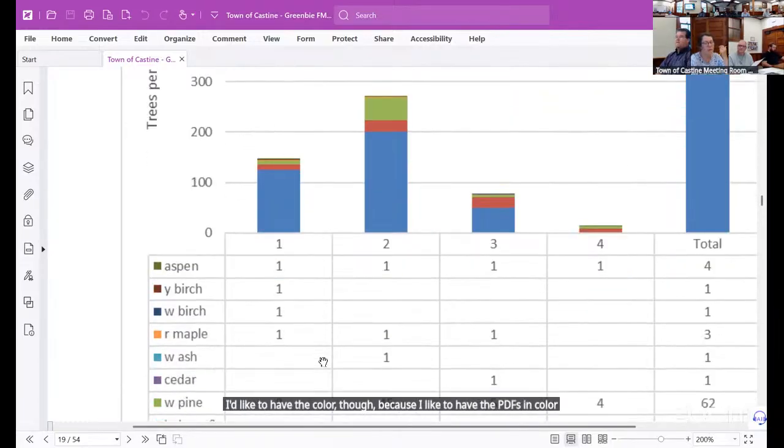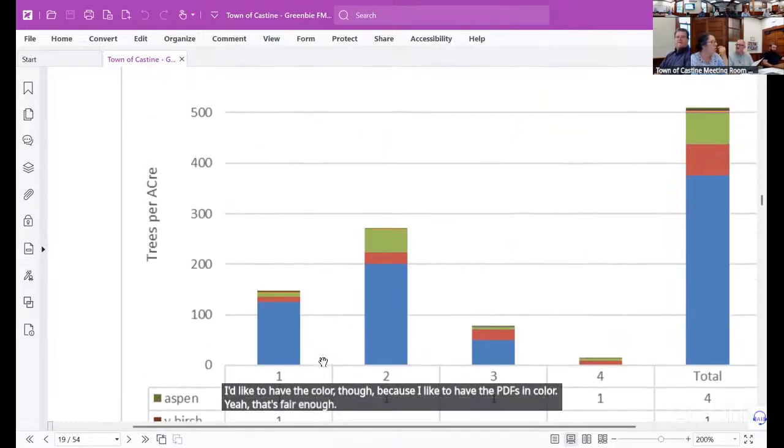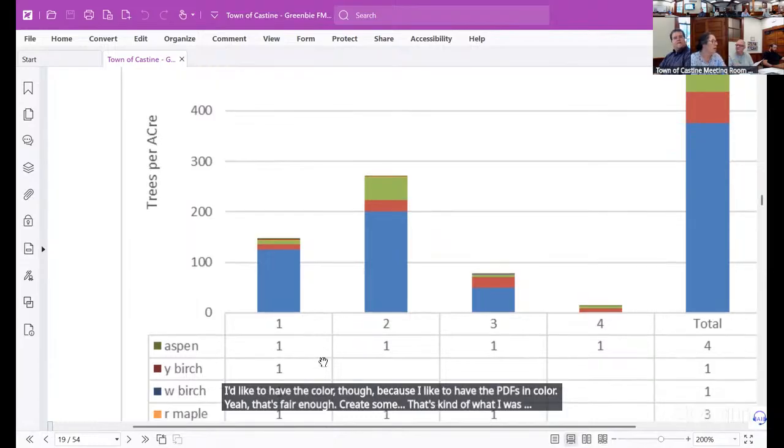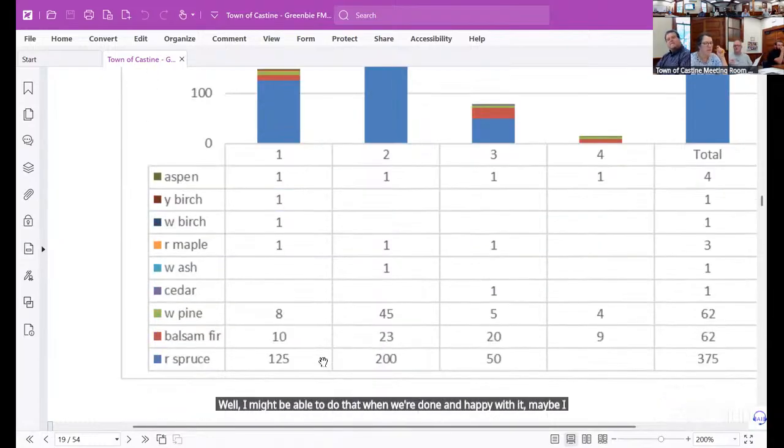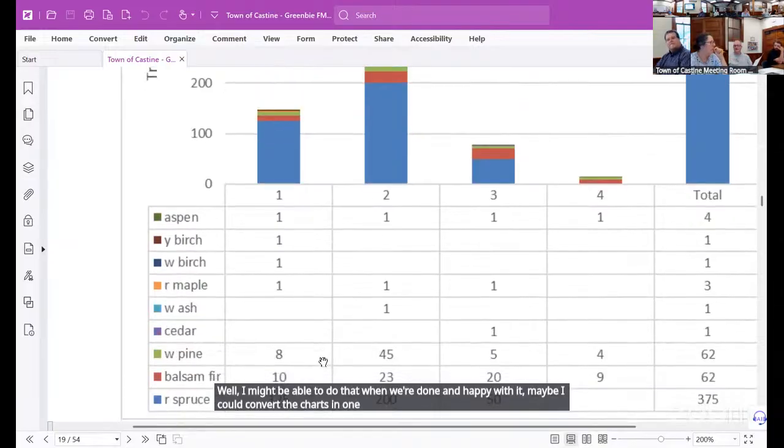Yeah, whatever works. Create some, that's kind of what I was thinking. I know it's a bit of extra work, but eventually, if you can have a separate document that has the charts. Well, I might be able to do that when we're done and happy with it. Maybe I could convert the charts in one to printable black and white, because then I can't keep switching back and forth. That makes sense.